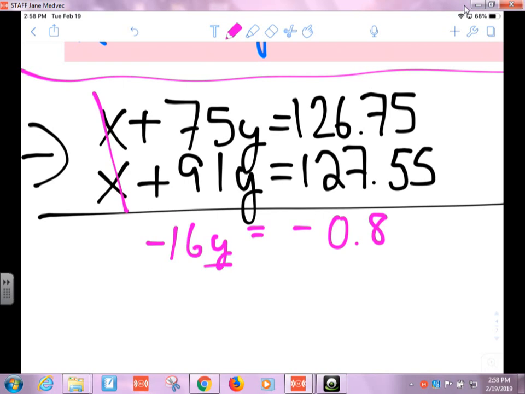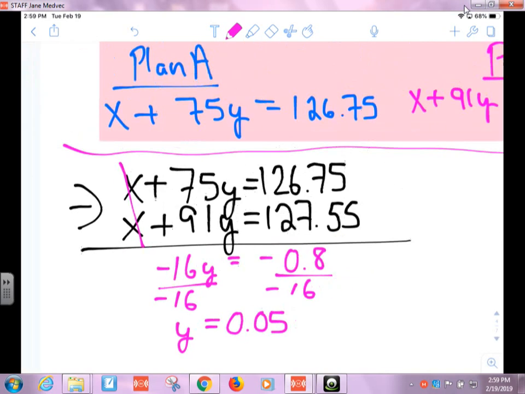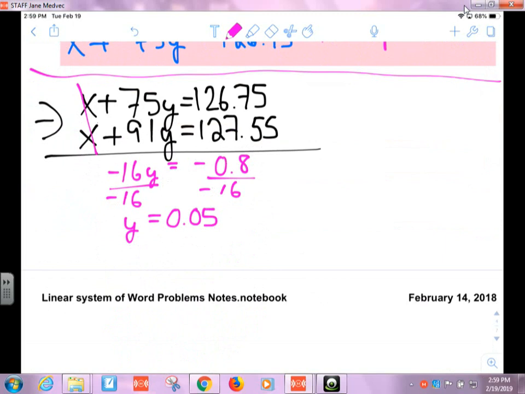0.8. Divide by negative 16. And my answer ends up being 0.05. And you can go, wait a minute, is that right? Does that make sense? Well, it does, because again, y is the cost per text. And so I could have something be 0.05 or 5 cents per text. So this makes sense with the answer that I'm given.